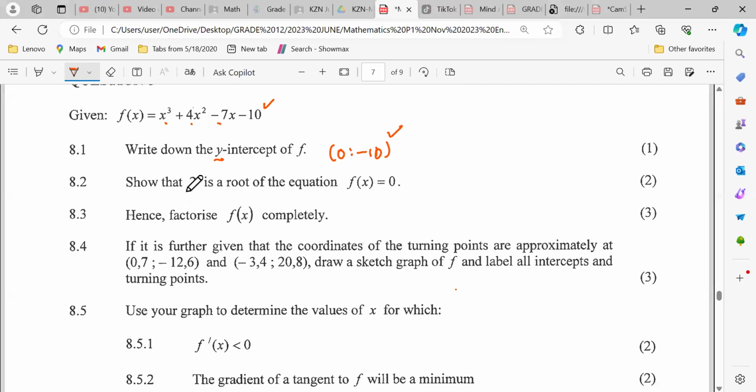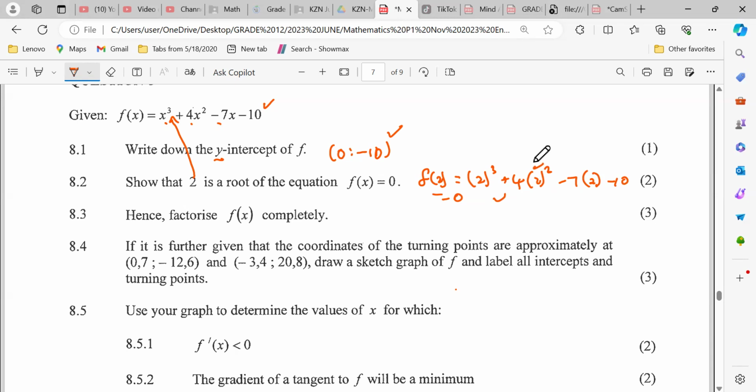And then number two, they say show that 2 is a root. Show that 2 is a root of the equation f of x. How do you show that 2 is a root? If you take 2 and substitute it here and it gives you 0, it means 2 is a root. So you can say f of 2, which is going to be 2 all cubed plus 4 times 2 squared minus 7 times 2 minus 10, and if you do this, you get zero. So it makes this 2 a root.